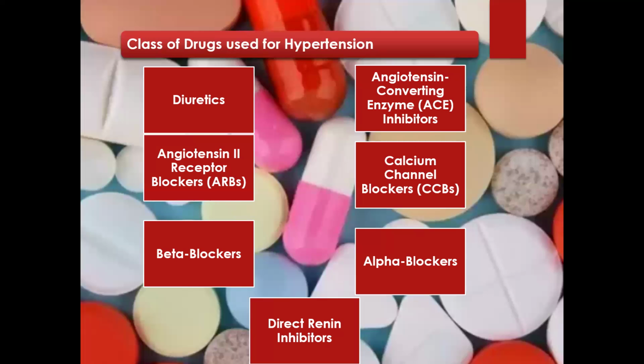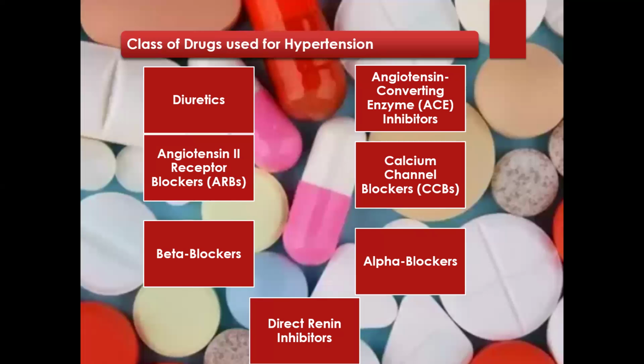Another group of drugs is the beta blockers. The beta blockers work by blocking the effect of adrenaline, also known as epinephrine, on the heart and blood vessels. They reduce the heart rate and the force of contraction, thereby lowering blood pressure. Beta blockers are often used in combination with other antihypertensive drugs. An example of beta blockers is propranolol.